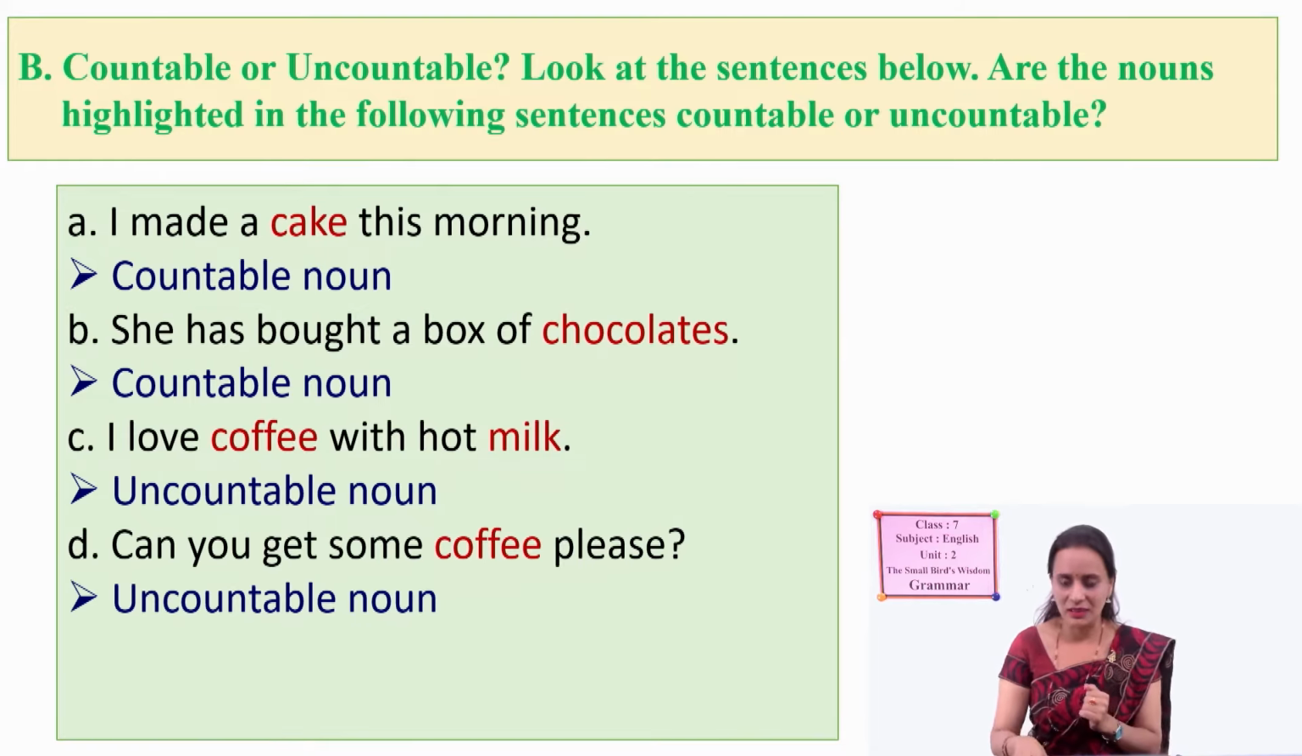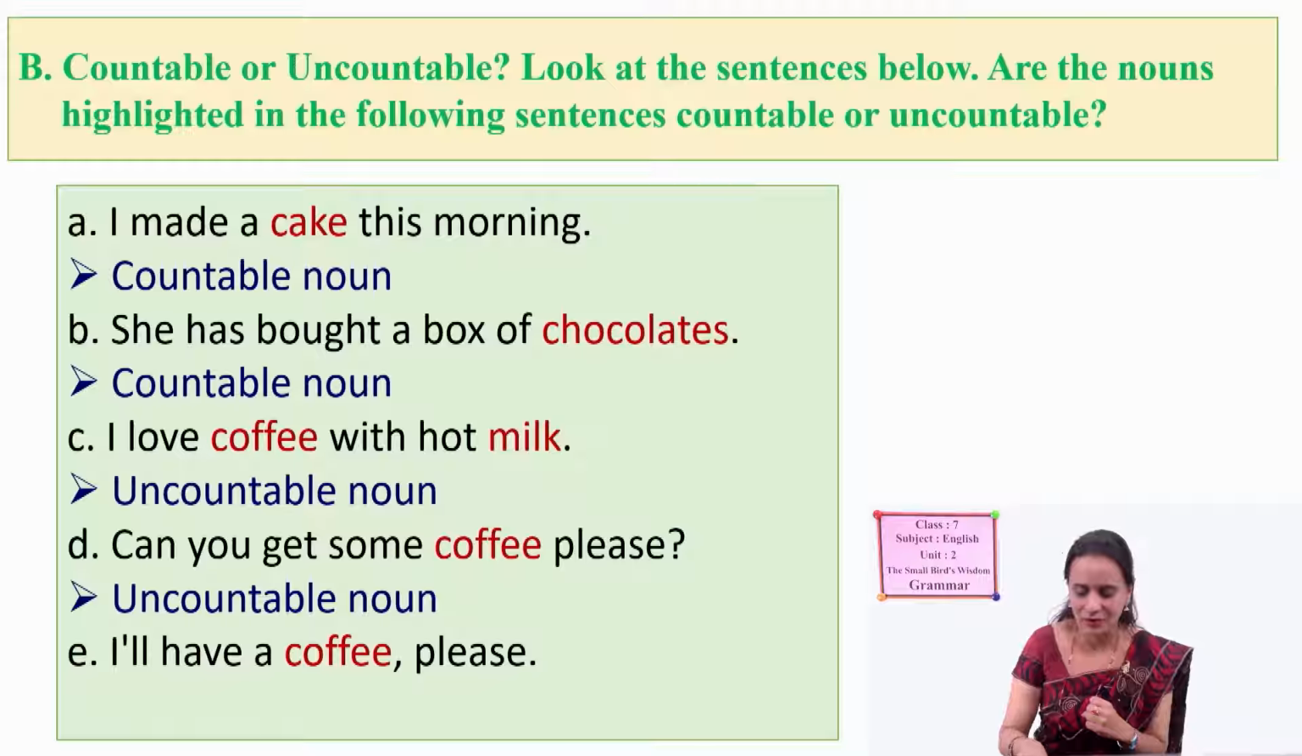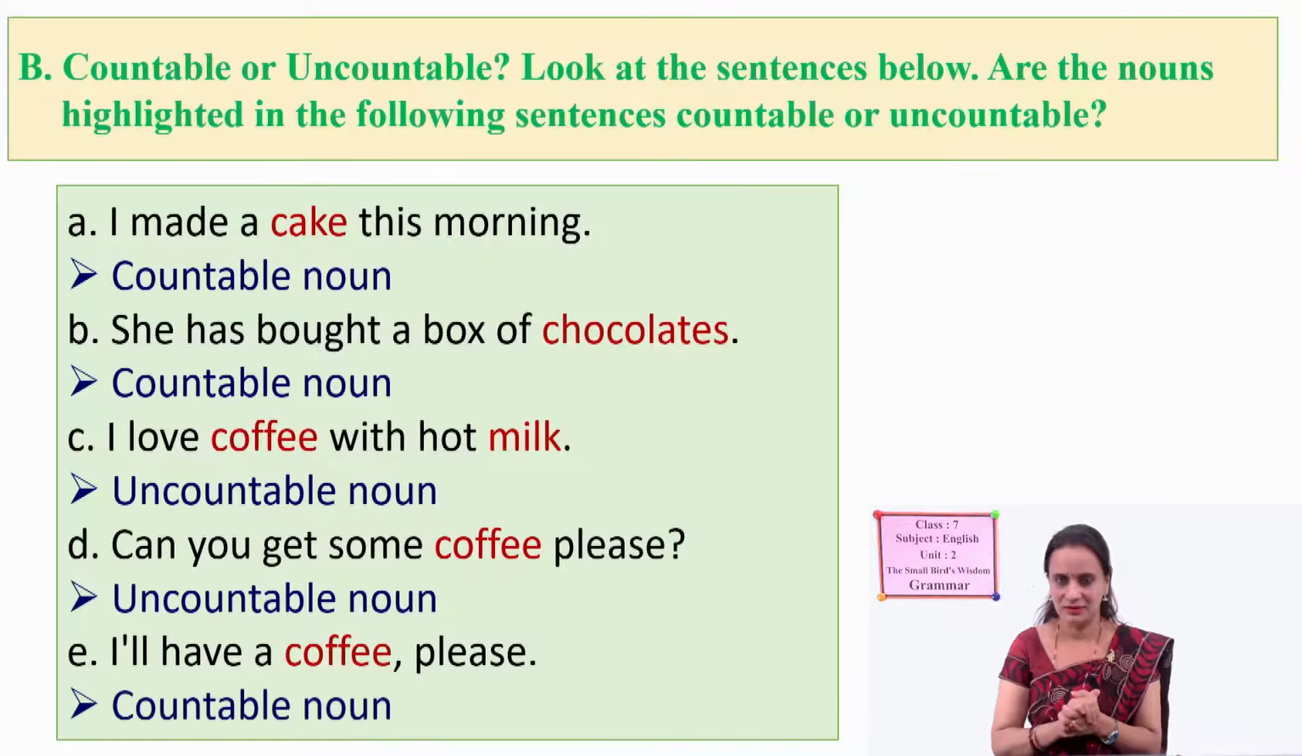Now, here in number E, see. I'll have a coffee, please. A coffee means a cup of coffee. Can you count a cup of coffee? Can you count? One cup of coffee, two cups of coffee, isn't it? So we did it just earlier in the examples also. So it is a countable noun. Very good. Okay.